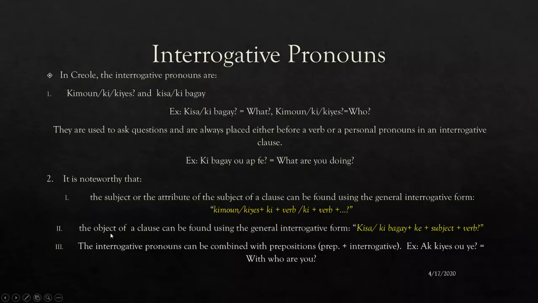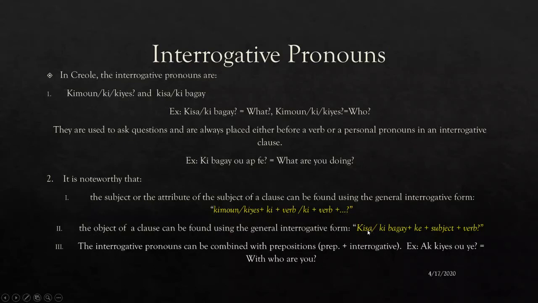The object of a clause can be found using the general interrogative form. Qui ça que plus the subject plus the verb. Okay? Or qui bagay que plus subject plus verb. Qui ça que plus subject plus verb will give you the object.